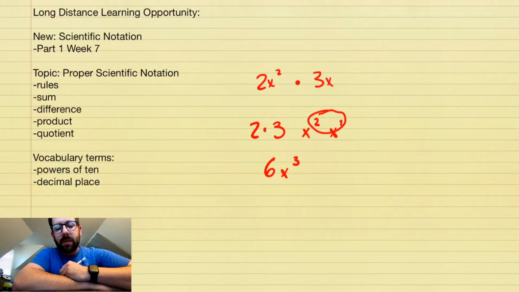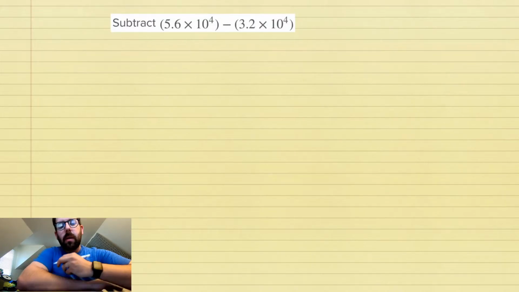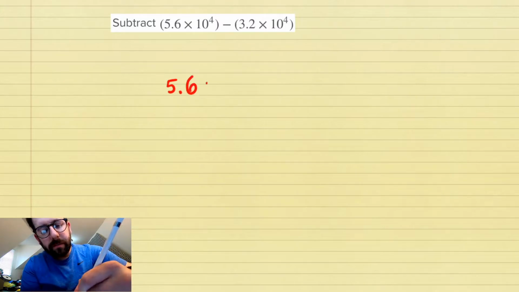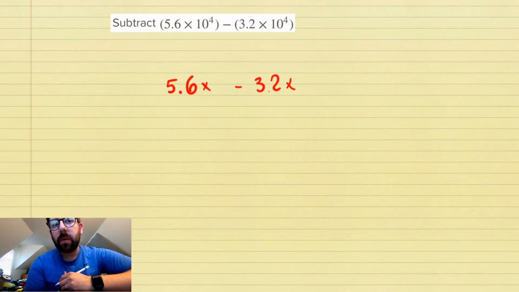So let's jump right in. Let's take a look at the first problem here. Okay, so we're subtracting on this first one. We're subtracting 5.6 times 10 to the 4th minus 3.2 times 10 to the 4th. I know it's going to seem really weird, but it's like we're doing this: 5.6 x's minus 3.2 x's.